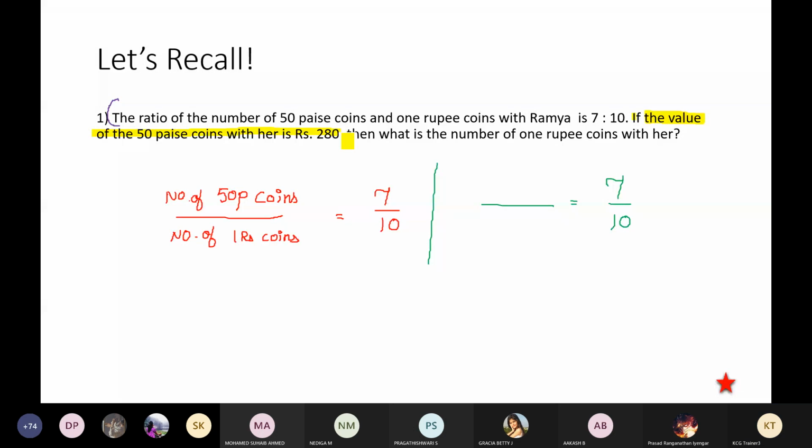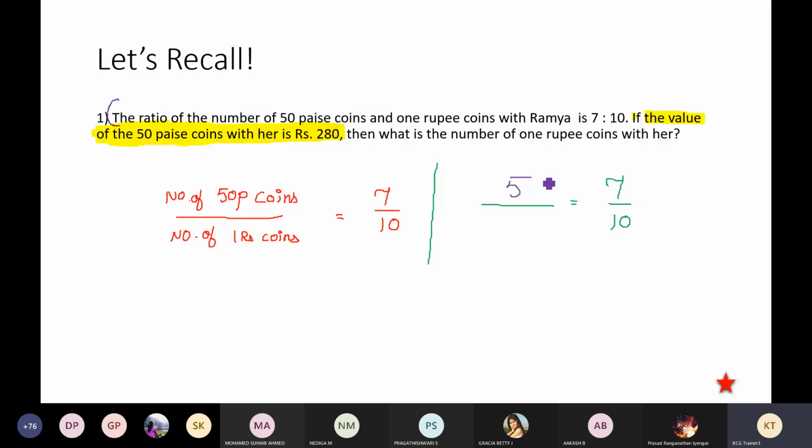Okay. I want you guys to answer this question for me right now. If I have 50 paise coins and their worth is rupees 280, can you guys tell me how many 50 paise coins do I have? How many 50 paise coins should I have so that its worth is rupees 280? Very good, superb, Harivardhani. Excellent. So it should be 560 coins.